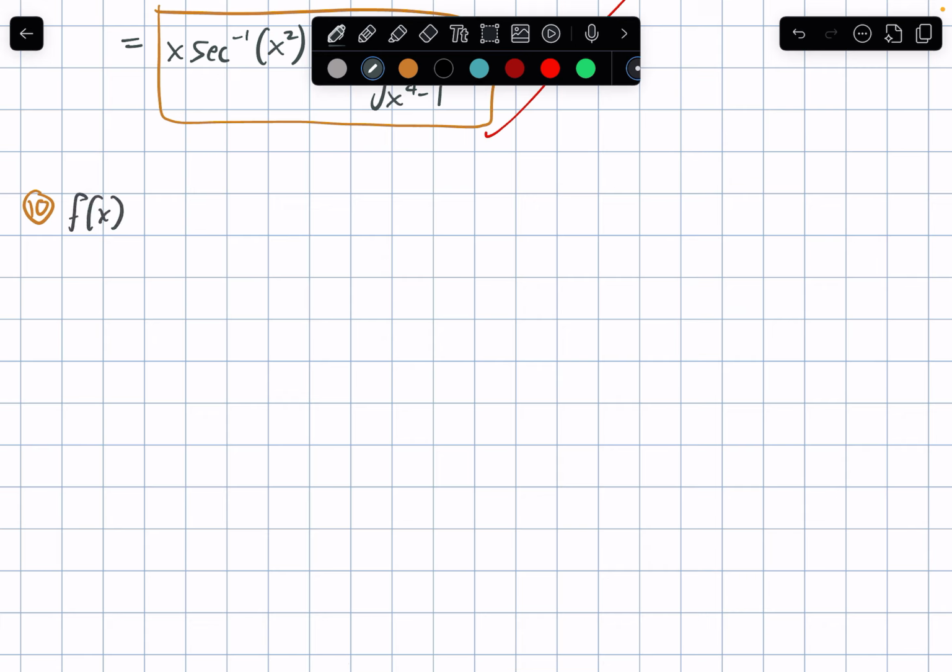F of x is equal to cosecant raised to negative 1. Sorry, arc cosecant of 2 raised to x plus arc sine of ln 2x. Oh no. Logarithms. I thought I wanted to avoid that part first. Guess I'll have to learn it now.